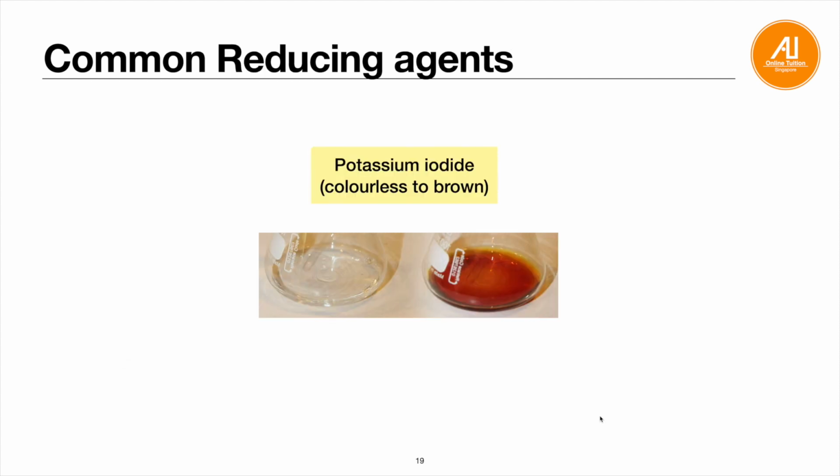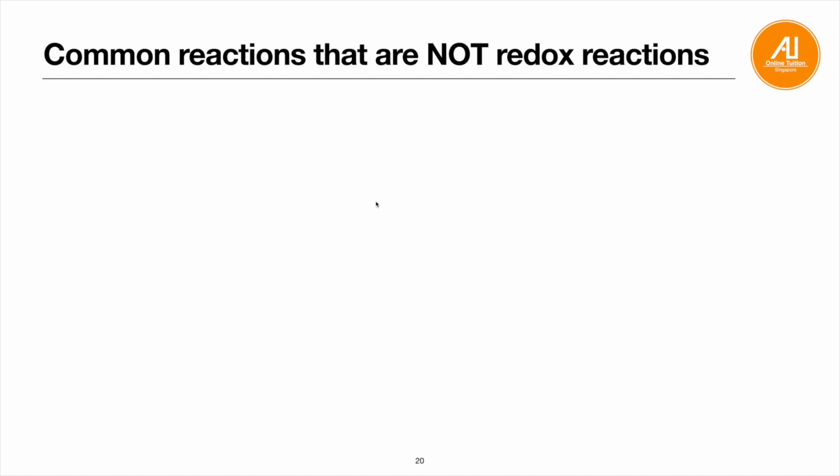Next, this is your reducing agent, potassium iodide, colorless to brown. Same thing: if you add potassium iodide into an unknown solution which is an oxidizing agent, it will change from colorless to brown. If the unknown solution is just a neutral solution, it will remain colorless, with no visible change.